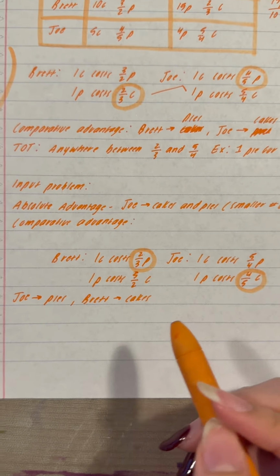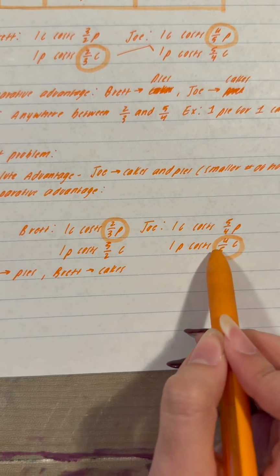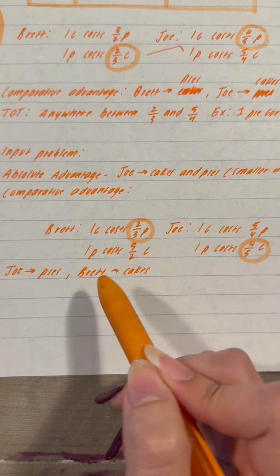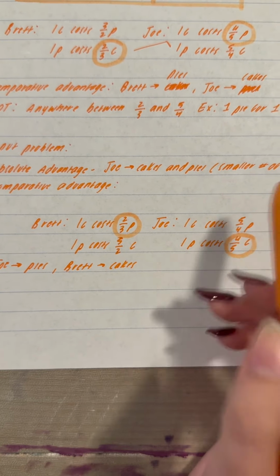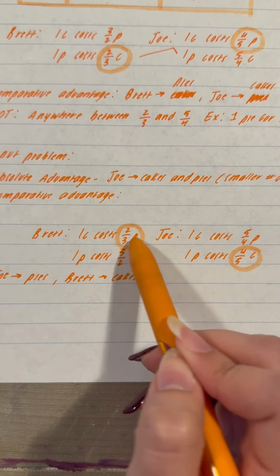So this would essentially give Joe the comparative advantage for pies because he has a lower opportunity cost of 4/5, while Brett would have the comparative advantage for cakes because his number is 2/3 compared to 5/4, making this the smallest number.